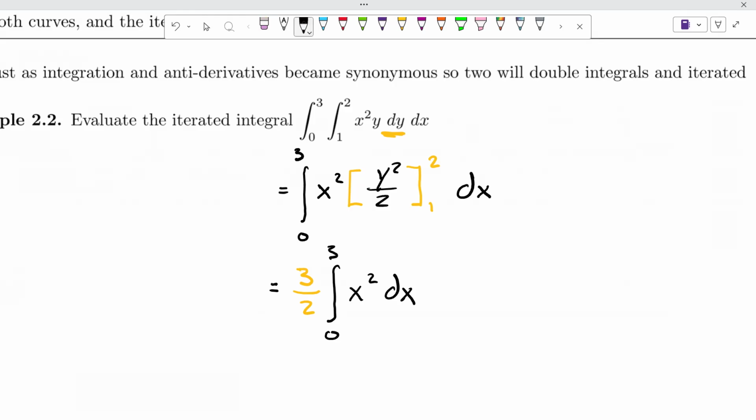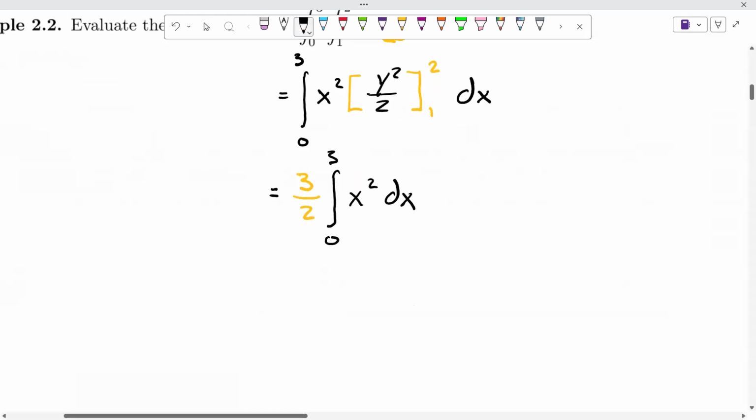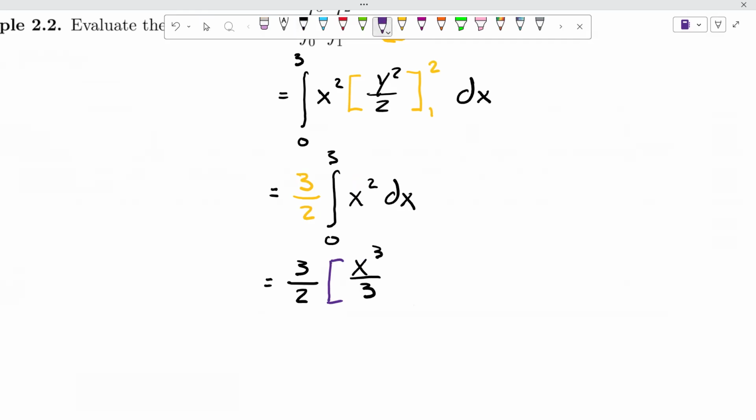Okay. So now that I've done the first integral, the y integral, I can evaluate the second one. Iterated integrals: two integrals in quick succession, in order. So this should now be 3/2 times that x integral, which I believe is x cubed over 3. This one will evaluate from 0 to 3.